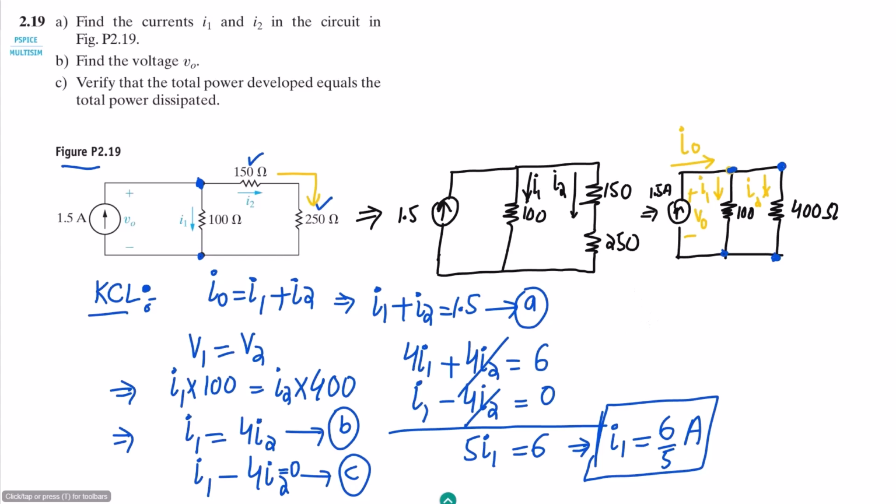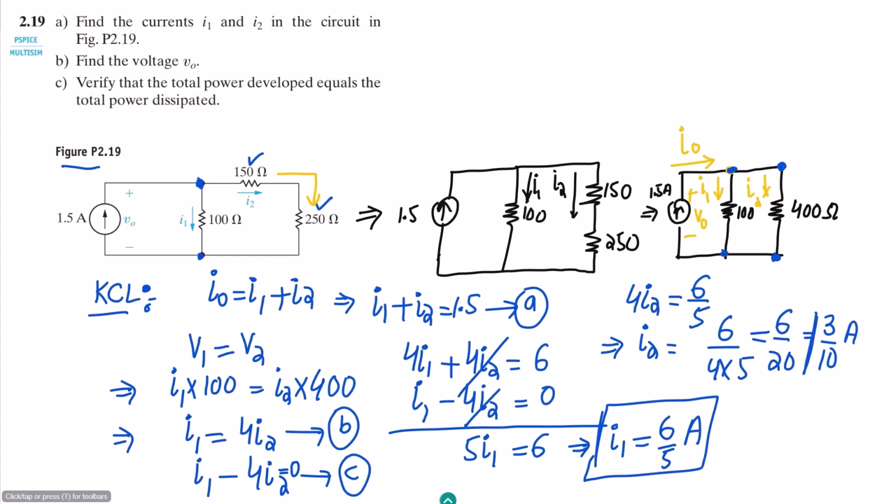Let me take this value and put it into equation B. We have 4I2 is equal to I1, and putting the value of I1 as 6 by 5, the value of I2 will be 6 by 4 multiplied by 5, which is 6 by 20, or 3 by 10 amperes. This is the value of I2. In this way we have solved part A of our question, in which the values of I1 and I2 are found.